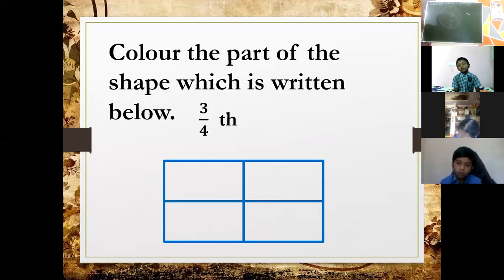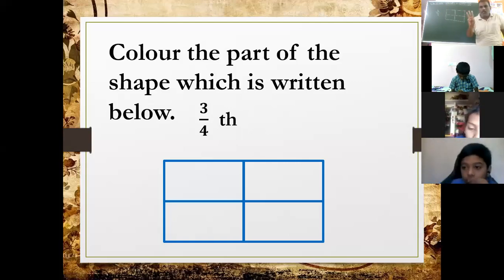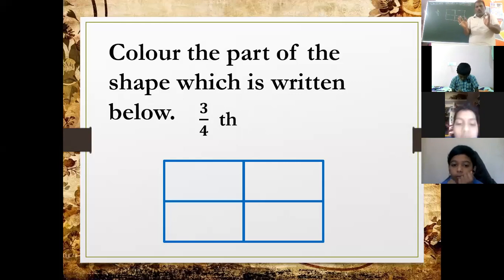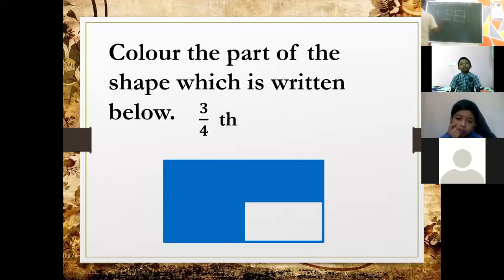In this, suppose this question is given to color 3 by 4 parts. Three by four means four equal parts are there. Out of four equal parts, you have to color three parts. So the whole thing is 4. Out of 4, you have to color 3 parts. So how to do this? Like this. Color it, color it, color it.